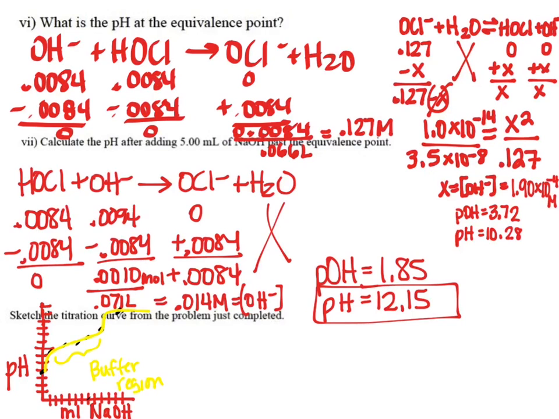All right, halfway to our equivalence point. In here it was 42, so it would be about 21. So 5, 10, 15, 20. So right here, halfway to the equivalence point is called the half equivalence point, or midpoint.